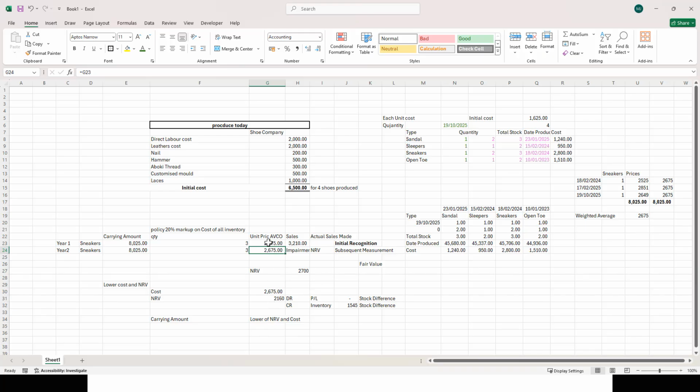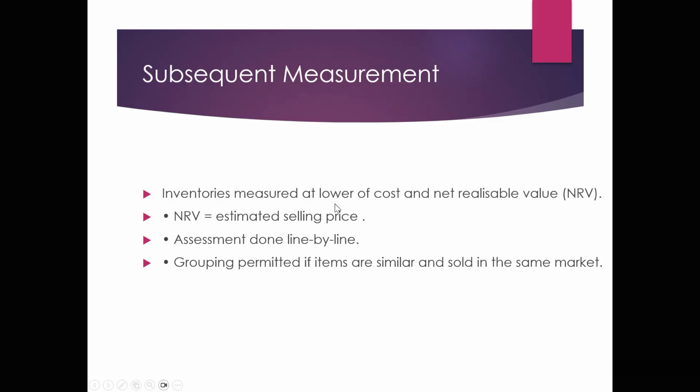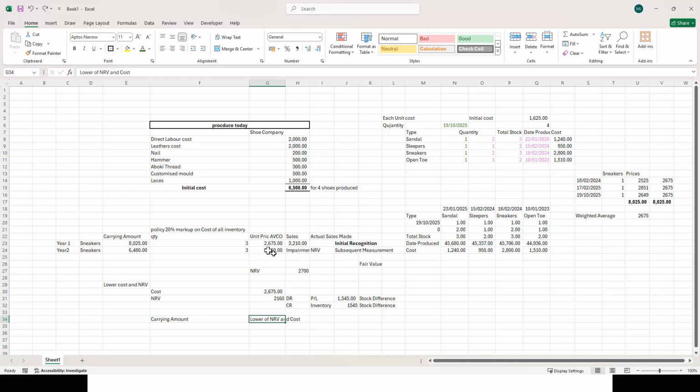But if the cost becomes higher and the NRV becomes lower, then you have to pick the NRV, which is the lower. Do you get? Look at the formula. And IAS 2 says what? That we should value inventory at the lower of cost and net realizable value. That is what IAS 2 says, it did not say higher. So we are looking at the lower of cost and NRV, net realizable value.